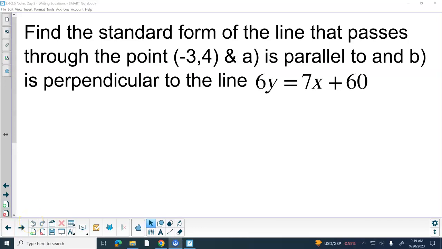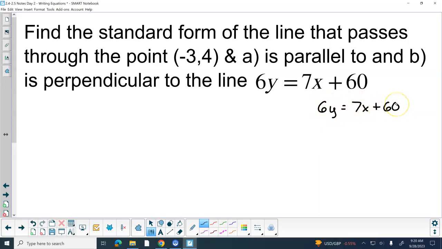So, if I want to find the equation of a line, what's the very first thing that I need to find in regards to that line? Slope. I got to find the slope. Well, I've got 2 lines that I've got to find. In part A, we got to go parallel. In part B, we got to go perpendicular to a particular line. So the first thing that we need to do here is we need to find the slope of 6y equals 7x plus 60.